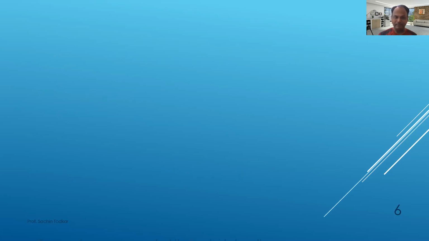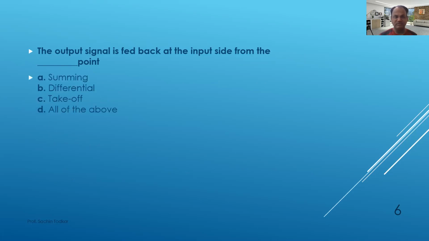Third, the output signal is fed back at the input side from which point? Summing point, differential point, take-off point, or all of the above. The output signal feedback comes from the take-off point, that we know. So we call that point the take-off point only.